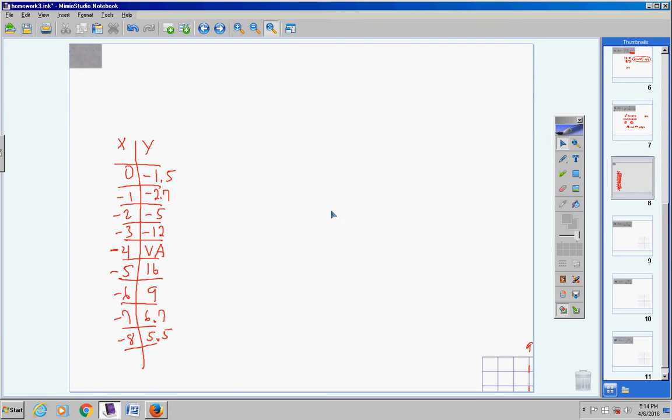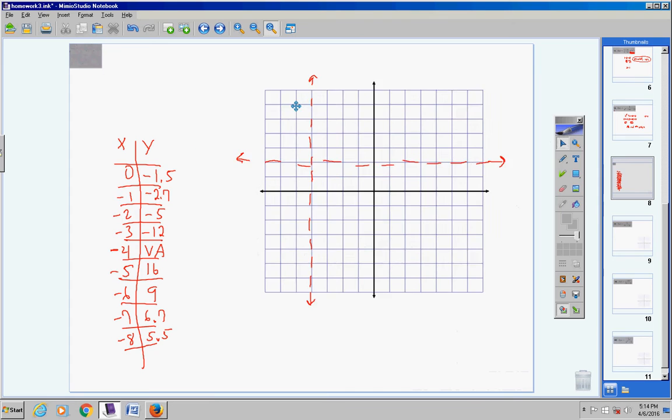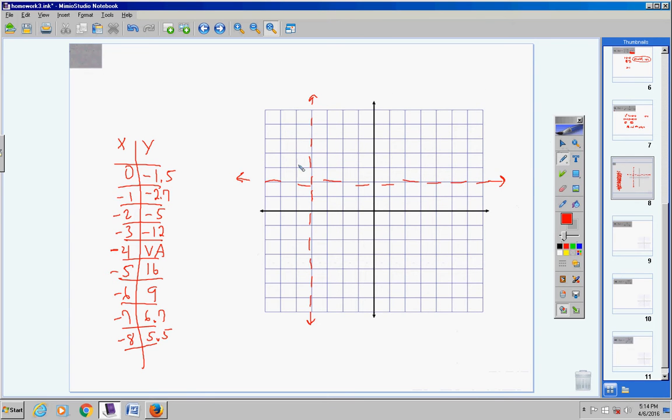For those that don't have a graphing calculator, I'm really reasonable with how much homework I've given you. All right, here we go. So let's plot these points, and we'll go from there. 0, negative 1.5. That's right here. Negative 1, negative 2.7. Negative 2, negative 5. Negative 3, negative 12. Way down here somewhere, about right here.